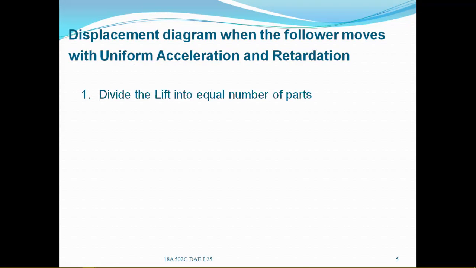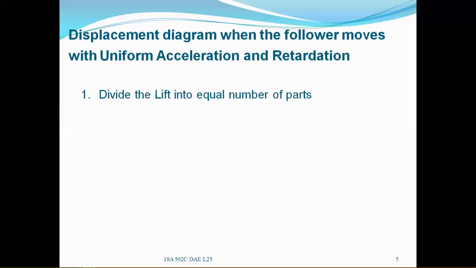From that, draw a vertical line equal to the stroke of the follower and complete the rectangle by taking a horizontal line parallel to the horizontal from the top of the stroke line. And divide this rectangle, that means the horizontal line of 360 degrees, into the required outstroke, dwell, return stroke, and also dwell.